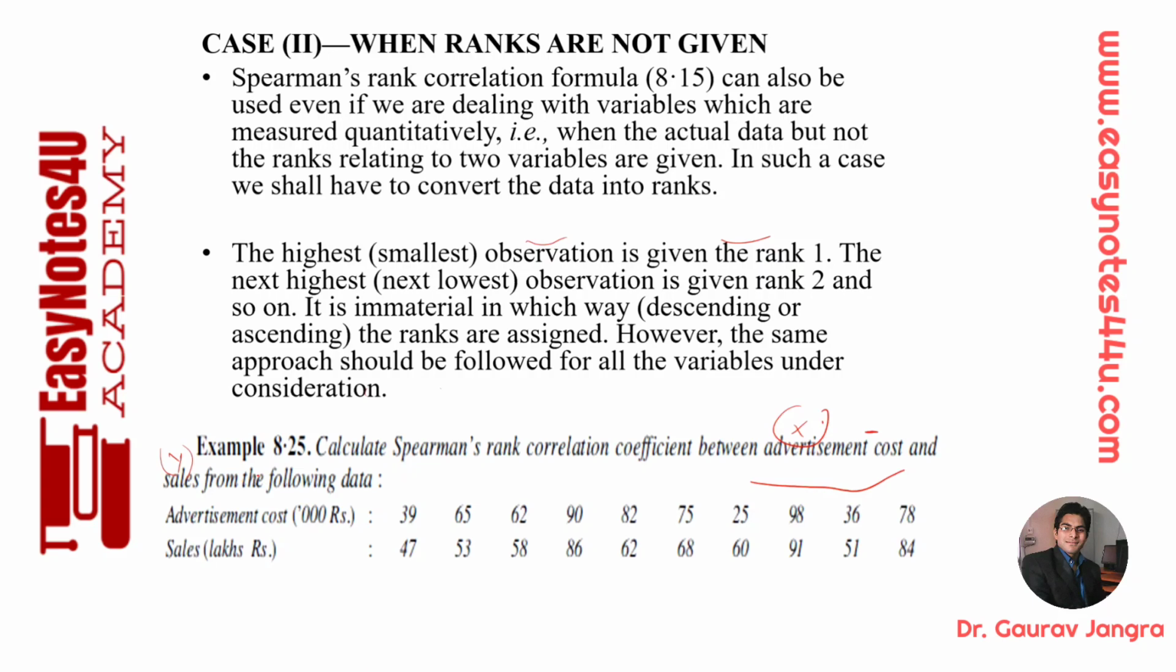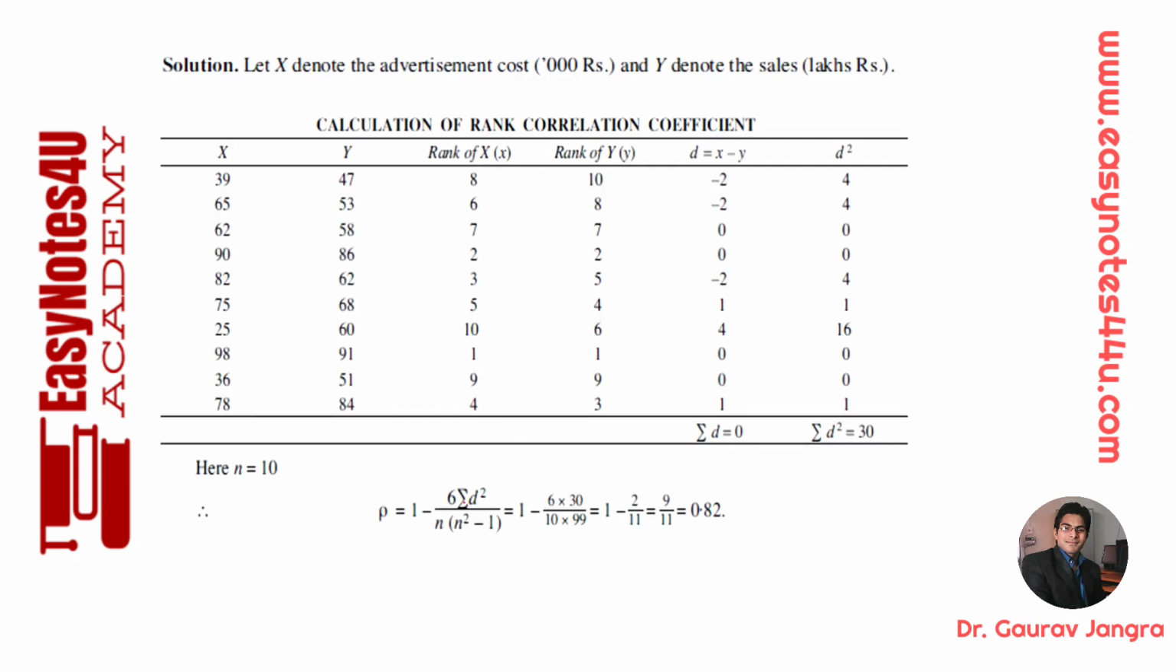It's not the rank, so we have to assign the rank. Both the data of X and Y is given. So we have to assign the rank. In this case we have to assign from the smallest one, giving the 1 value, then 2 and 3. In this case they have to assign the highest as the first value. So 98 we have to assign the rank 1.